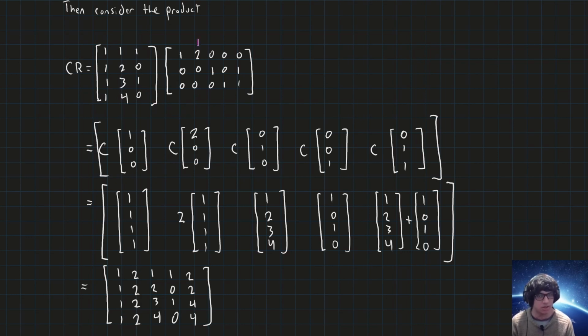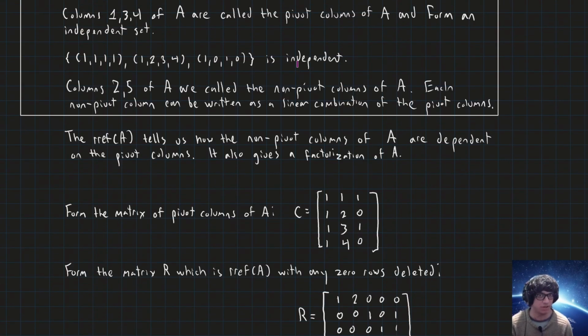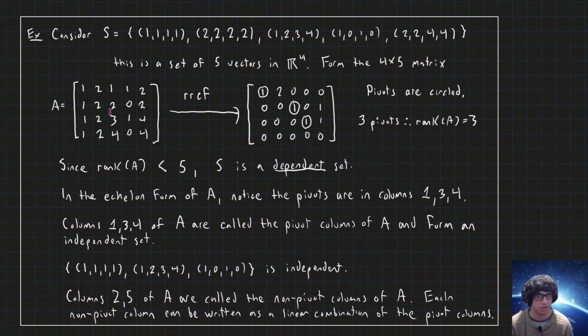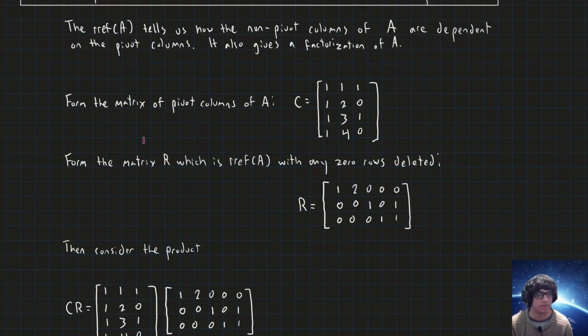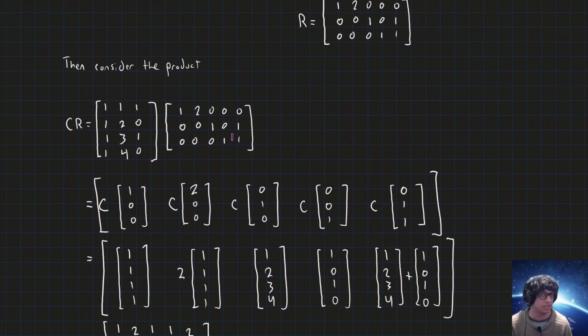And the other columns here, they encode how to write the non-pivot columns, so columns 2 and 5, as linear combinations of the pivot columns, the basis columns. So there's a lot of good information in there.